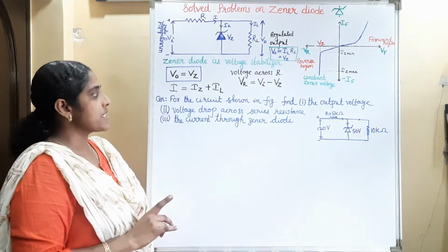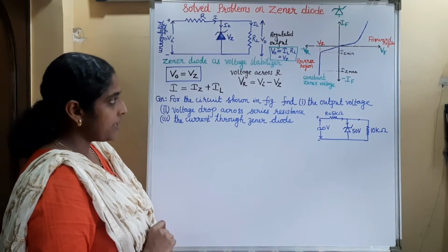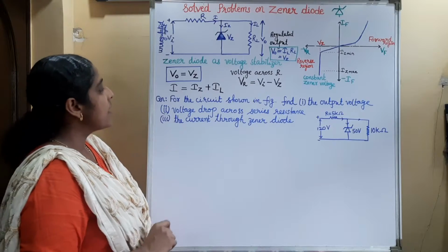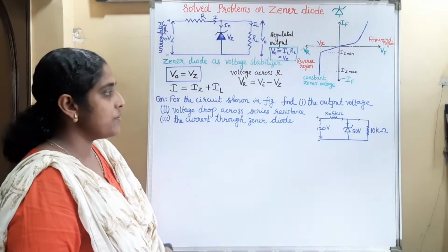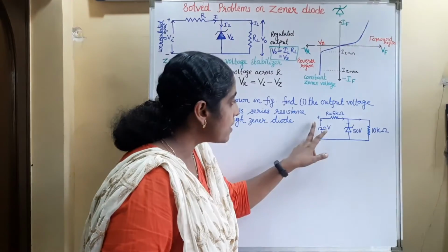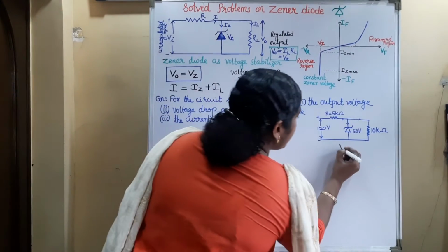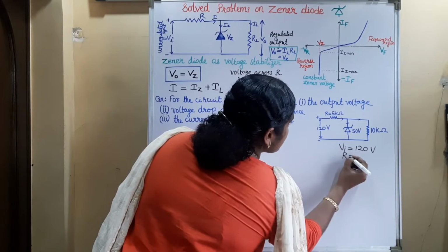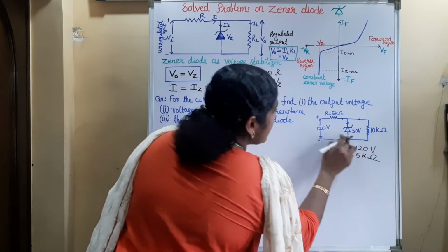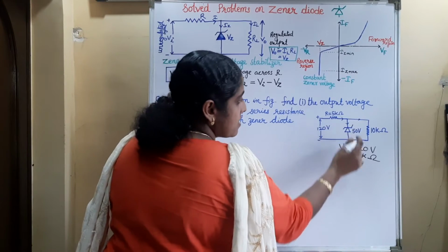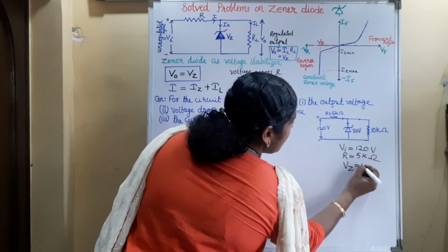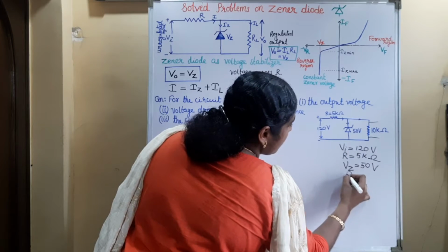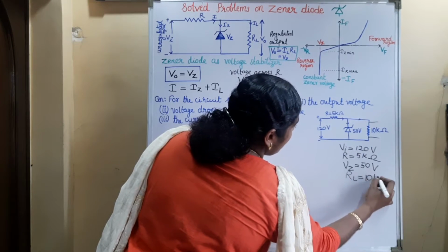So we can do the first question. For the circuit shown in figure, find the output voltage, voltage drop across series resistance, and the current through Zener diode. So see this circuit diagram. Here the input voltage applied is 120 volt. There is a series resistance of 5 kilo ohm and the Zener voltage across this diode is 50 volt. The output we are obtaining across the load resistance, and that load resistance value is 10 kilo ohm.